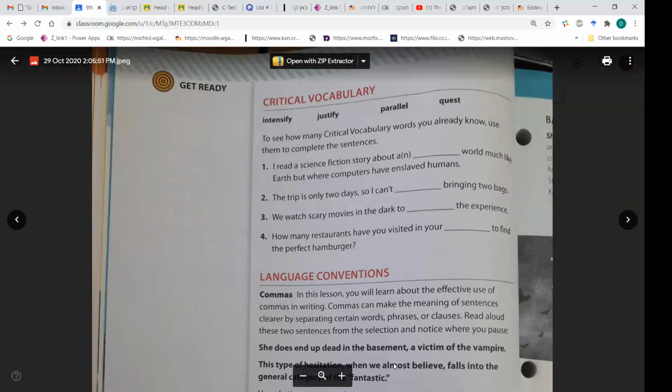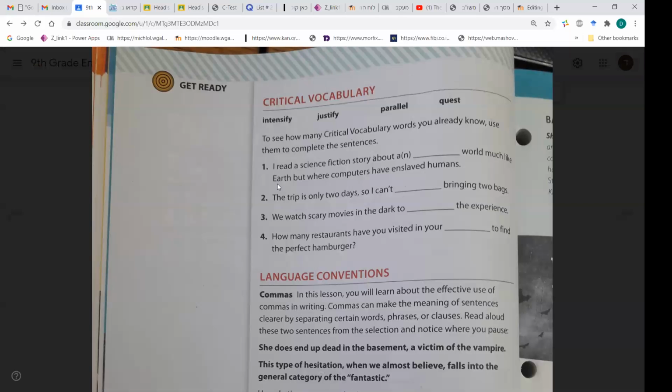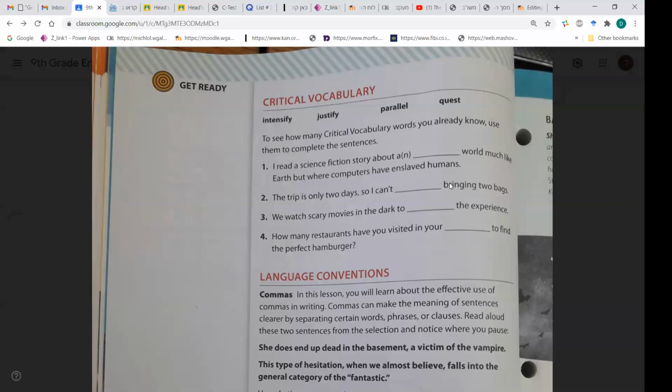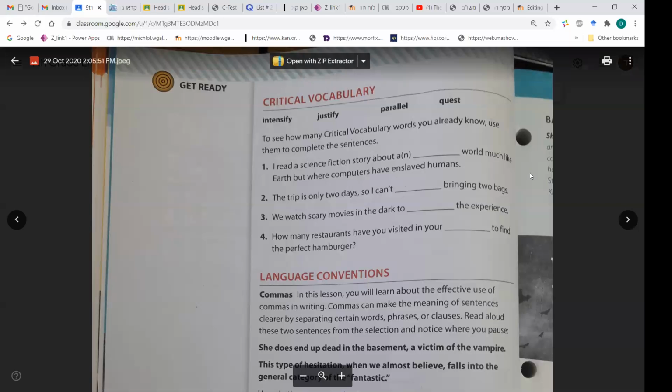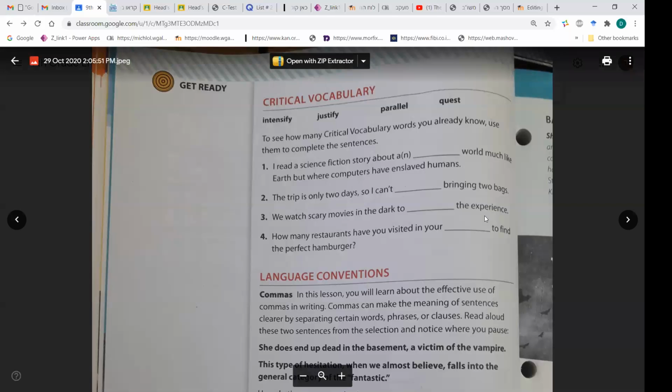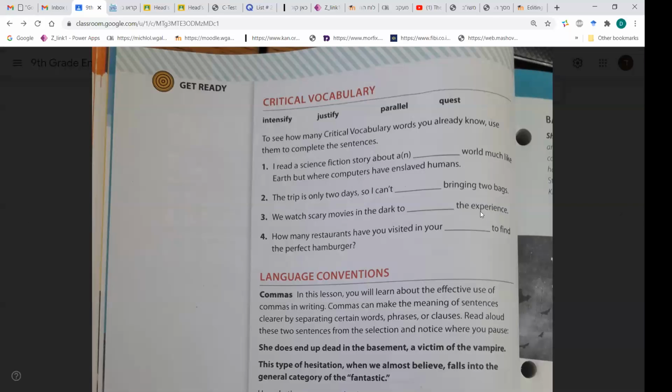Okay, so here let's fill in these words. I read a science fiction story about a world, much like Earth, but where computers have enslaved humans. Okay, good. A parallel world. It looks like our world, but in this world, the computers have actually enslaved us. Help. The trip is only 2 days, so I can't bring 2 bags. I can't justify.